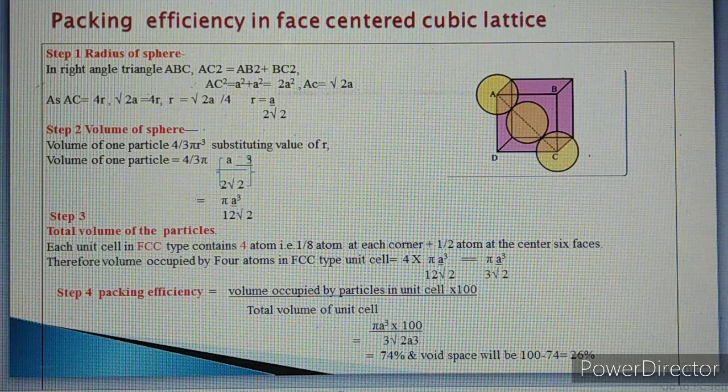In brief, if we compare, then we will understand that in simple cubic cell, packing efficiency is coming as, just now we discussed, 52.36%. In BCC type cubic cell it is 68% and in FCC type cubic lattice it is 74%. So this shows that in FCC the particles are more closely packed and void space will be less.